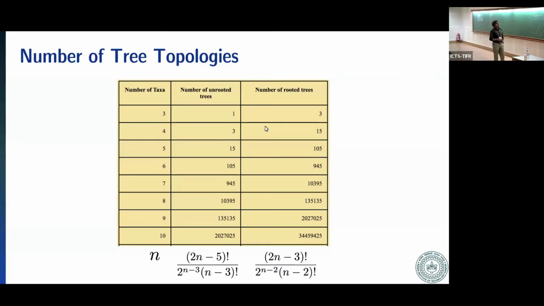So you can imagine that if we really want to study, let's say, the evolution of something like 20 taxa or 30 taxa, it's already giving us a number of possibilities which we probably will never be able to exhaustively search in practice. So that's where the challenge really comes from.